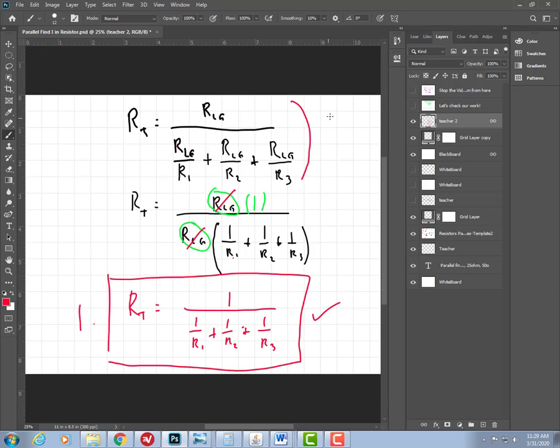So this formula will work. It's a good formula. It may be a little bit easier to remember. So we have proven that it will work. We have proven that it's the same as the original formula. And it's very interesting the way it looks.